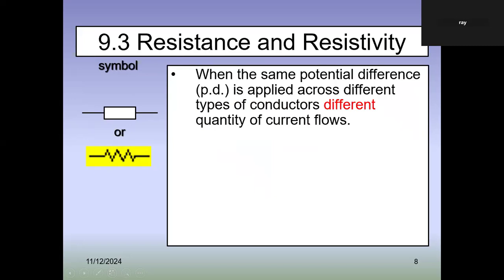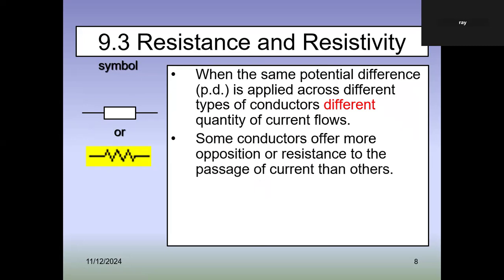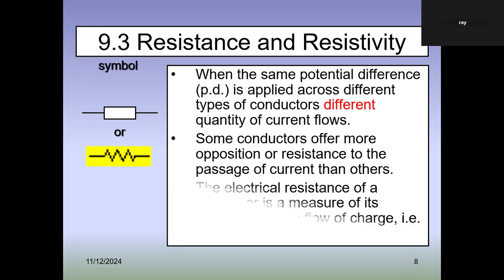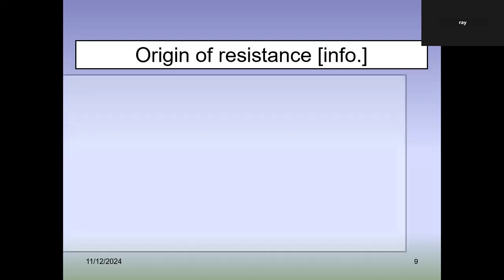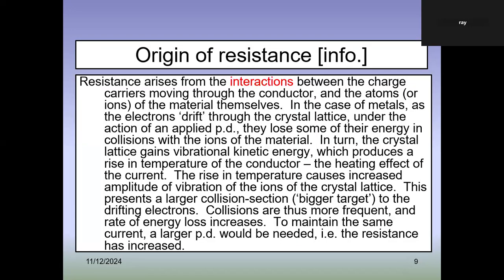When the same potential difference is applied across different types of conductor, a different quantity of current flows. Some conductors offer more opposition or resistance to the passage of current than others. Remember, current is the flow of positive charge. So some conductors oppose the flow of charges. Electrical resistance of a conductor is a measure of its opposition to the flow of charge. Flow of charge is the current. That one you can read yourself. We have more or less gone over it.